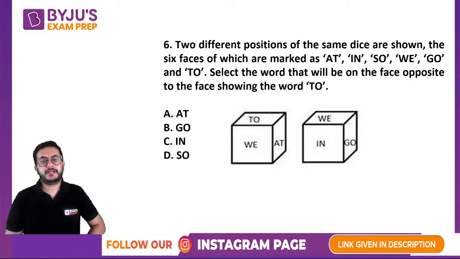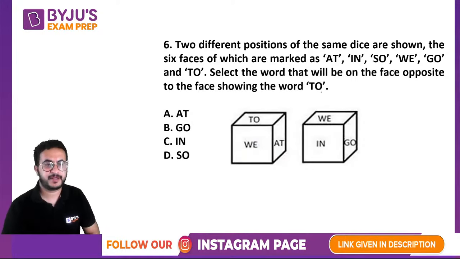Okay, so we are given a dice and these letters are marked here, right? So we have to tell what letter will come opposite to 2. What will come opposite to 2?